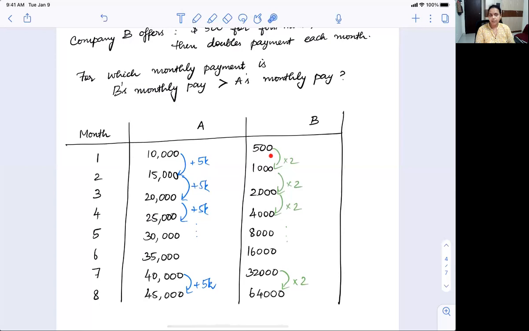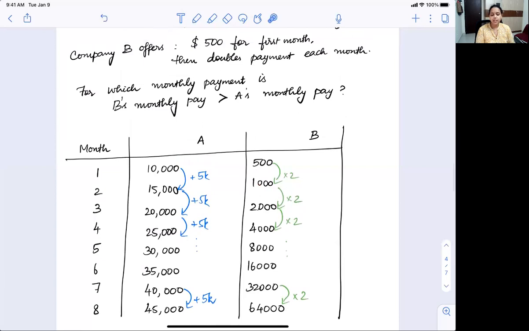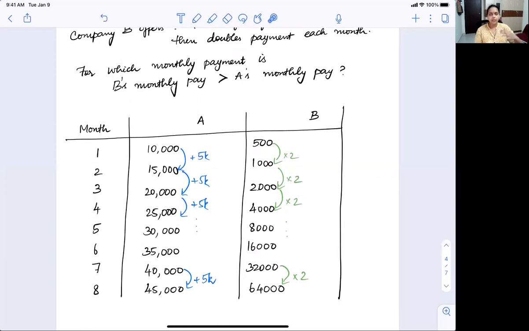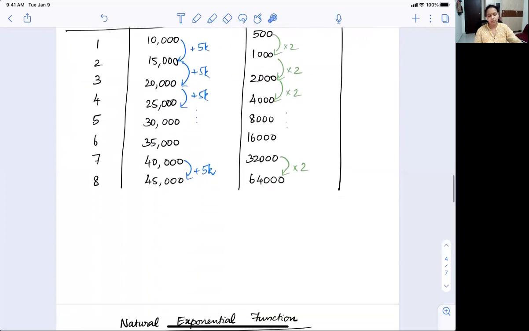Whereas company B starts at $500 and tells you that it will double the pay every month. So you go from 500 to 1,000 to 2,000 to 4,000 and so on. We want to find out for which monthly payment is company B's pay greater than A's pay. So I've written out the table here, mapping the monthly payment for each month. For A, you see how the amount increases by 5,000 every month, whereas for B, the amount doubles. So if you take any two consecutive numbers, the ratio between them is going to be the same factor. Here, it's constantly 2. And at the end of the 8th month, company B's payment overshoots A's payment. And this is another illustration of the exponential function in display in full force.